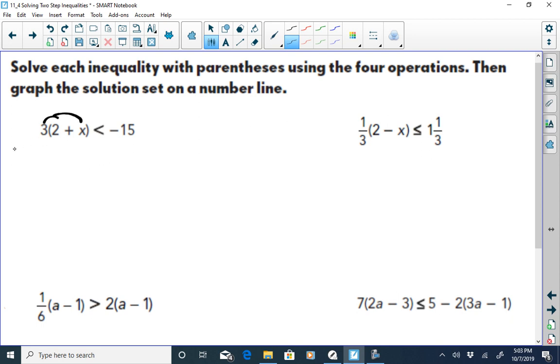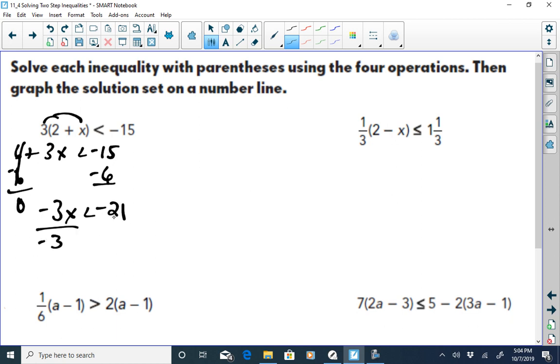We distribute the 3. 3 times 2 is 6. 3 times x is 3x. That's less than negative 15. Subtract 6 from both sides of the inequality. That's 0. We're left with negative 3 times x is less than negative 21. Divide by negative 3.